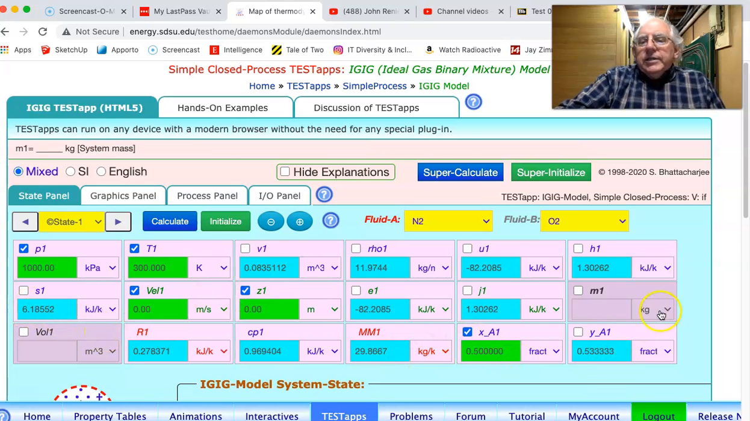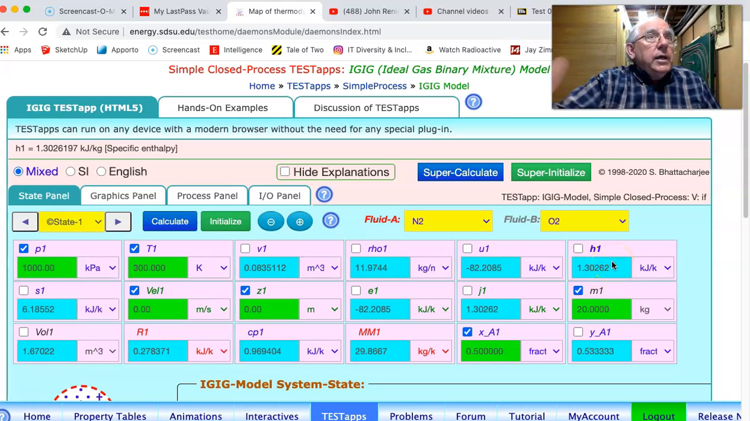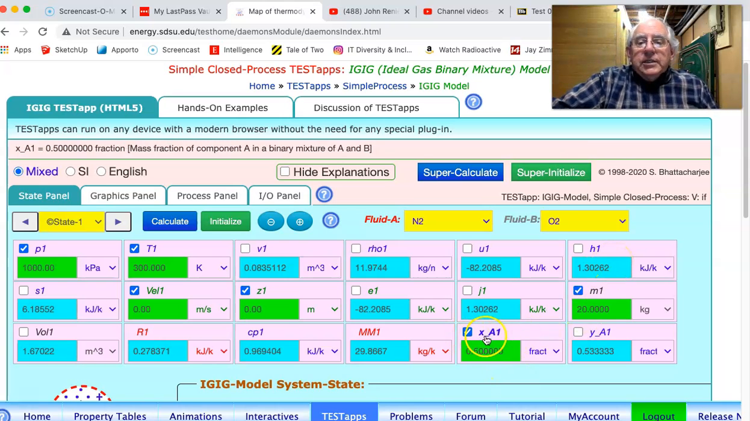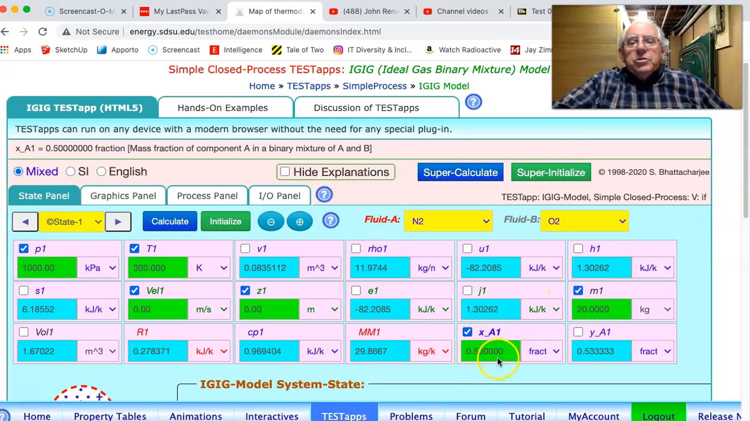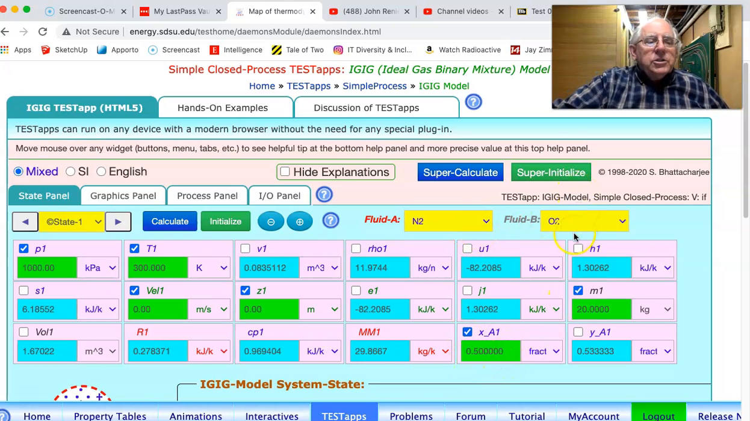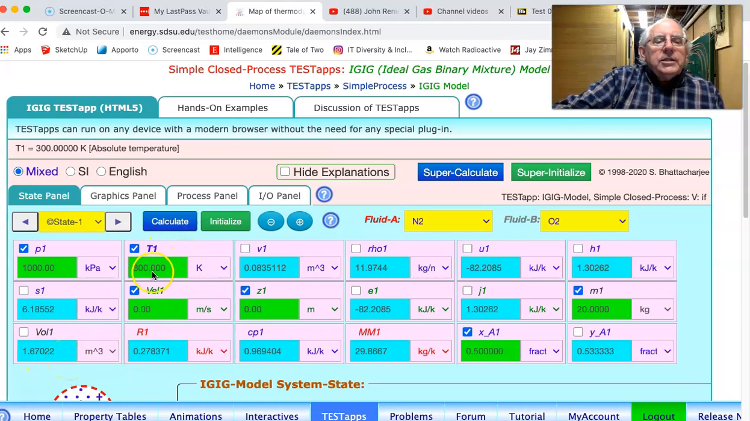In this particular case, we know the total mass. The total mass is equal to 20. All we did was, when we specified the percentage, it was just the relative percentage. But now that we know the total mass, we see that it's 50% nitrogen, 50% oxygen. And so this tells us that the vessel initially is 1.67 in size, volume-wise. It's a closed system at this temperature and pressure.